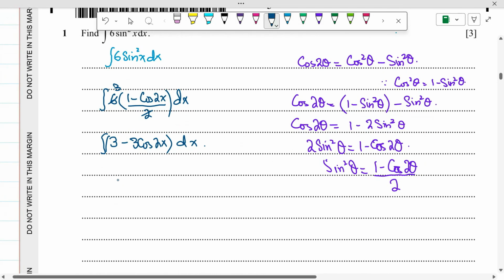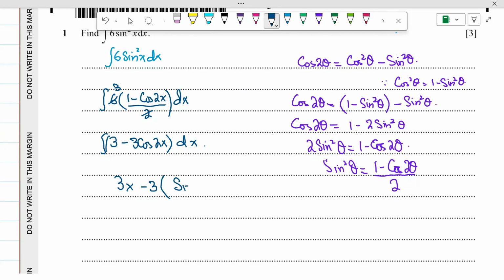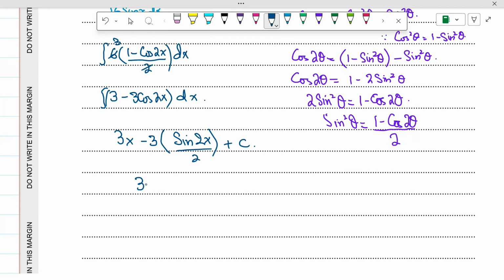Further solving, the integration of 3 is 3x minus 3 times the integration of cos 2x, which is sin 2x over 2, plus c. So this is equal to 3x minus 3 over 2 sin 2x plus c.